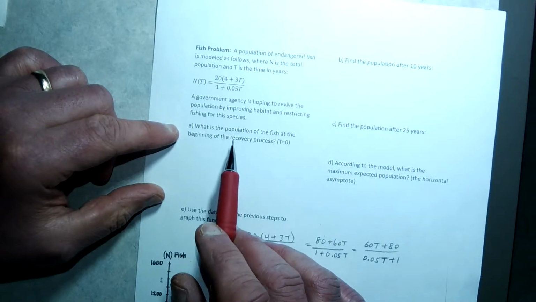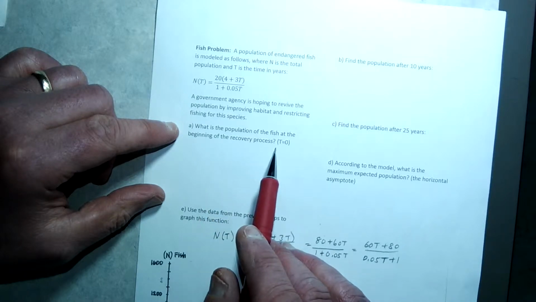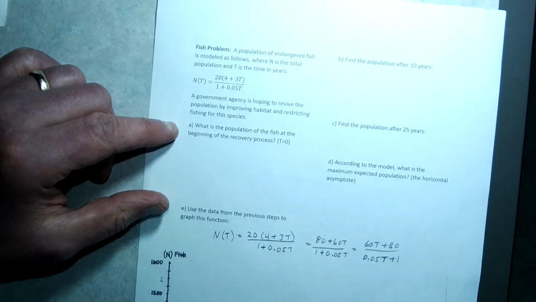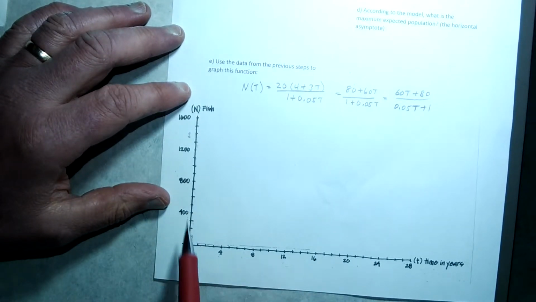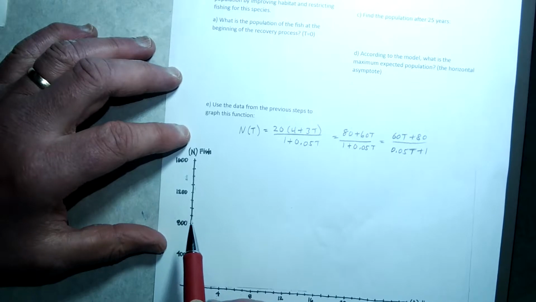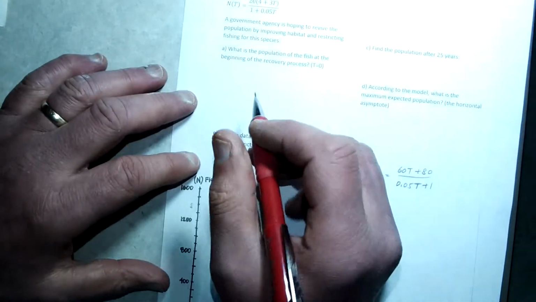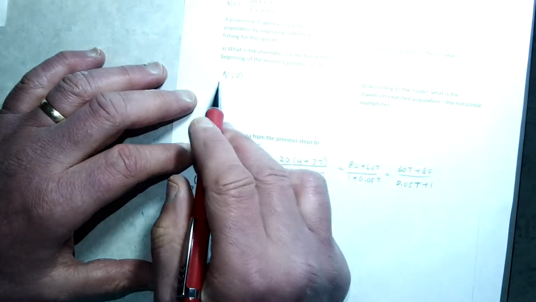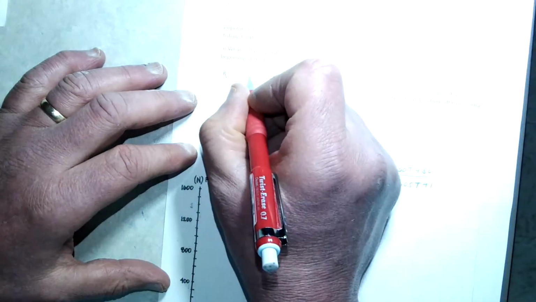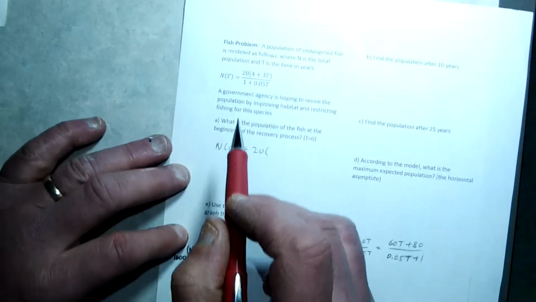So it says here, what is the population of the fish at the beginning? Well, when time is zero, we're going to have some kind of a beginning population, which is going to be our y-intercept. So as you always do with finding y-intercepts, you let x, or in this case t, be 0. So we're just going to evaluate the function at 0. So the number of fish at time 0 is just going to be 20. And I'm just using the function right here.